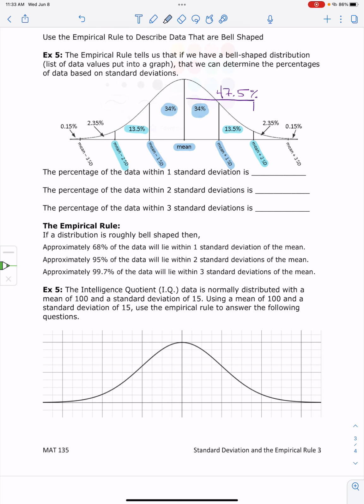Our final chunk here is that 3 standard deviations above. We capture another 2.35% of the population. And then we leave out in our tails, above 3 standard deviations from the mean or below, 0.15% of the population. Okay. Here is our empirical rule.